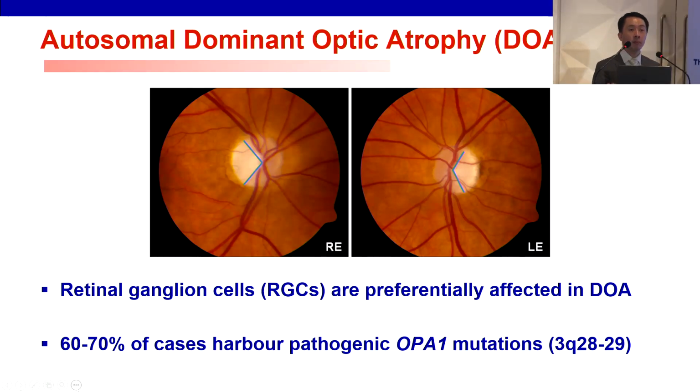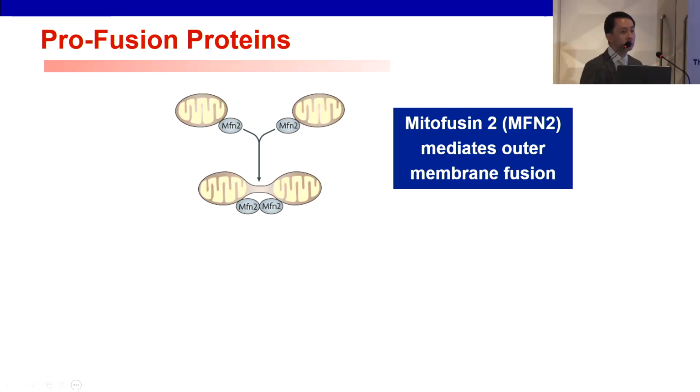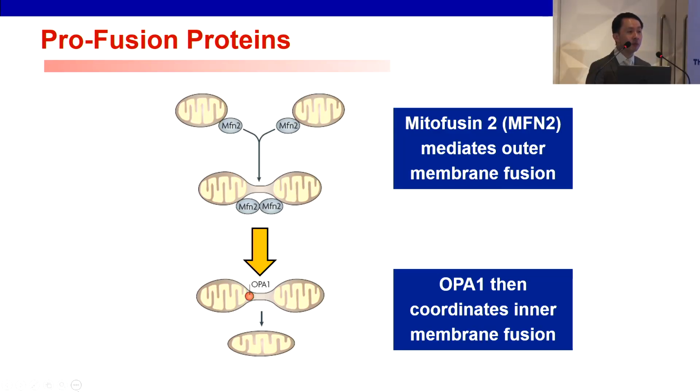It is a heterogeneous condition in terms of the genetic defect, but about 60 to 70% of patients will carry pathogenic variants in the nuclear encoded gene OPA1, which is located on chromosome 3. If you go back to your medical textbook, mitochondria do not exist as little jelly beans floating around the cell, but actually exist as a highly interconnected network with constant fusion and fission. Some of you will be seeing patients with mitofusin 2 genetic defects in your clinic, but mitofusin 2 is involved in outer membrane fusion, whereas OPA1 is involved in inner membrane fusion. So these are two very important pro-fusion proteins.